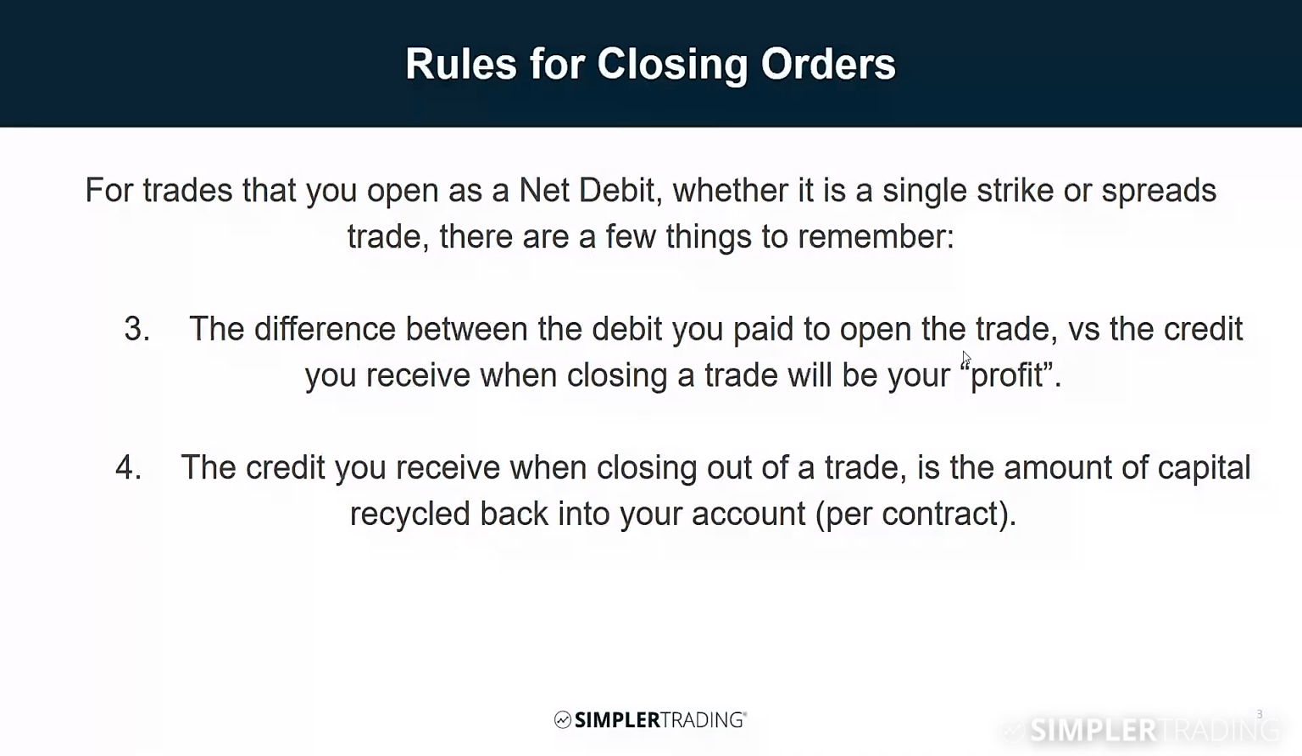So if I opened that example trade at $1.50 for one contract, that means I gave out $150 of my capital. When I closed it out, I brought back in $250 of capital. So overall, I'm bringing back $250 of capital back into my account, right? That's coming back in.